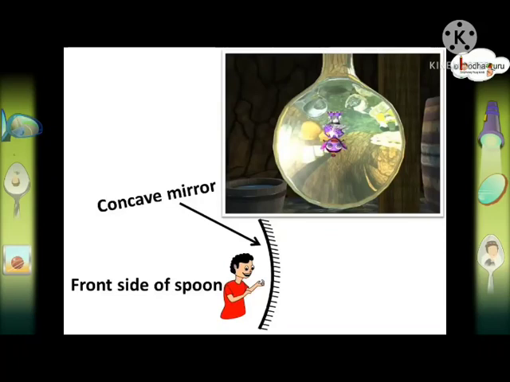On the front side, the surface of the spoon which forms the image is curved inwards. That is, the middle part is arched inwards. This kind of surface is known as concave surface. So, this kind of mirror is called concave mirror.